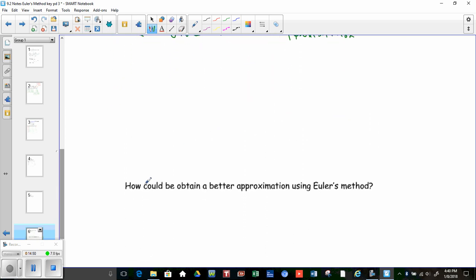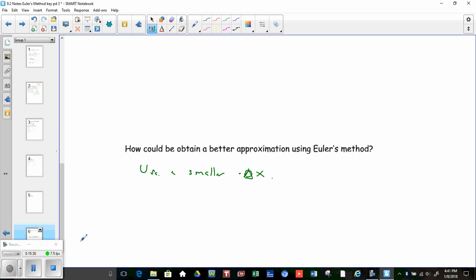And then the obvious answer to this, how could we obtain a better approximation by using Euler's method, should be to simply use a smaller delta x, some kind of change of x. And again, the idea would be the smaller and smaller that we make delta x, the more precise the values are going to be. All right, that finishes us off. You should have enough to finish up.